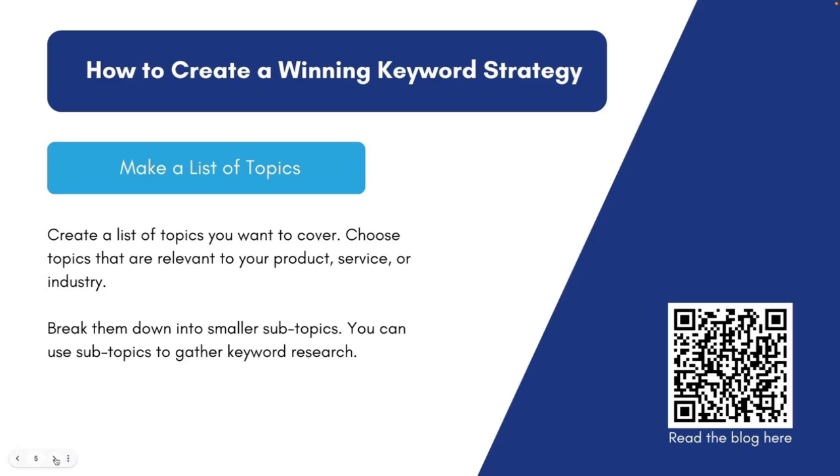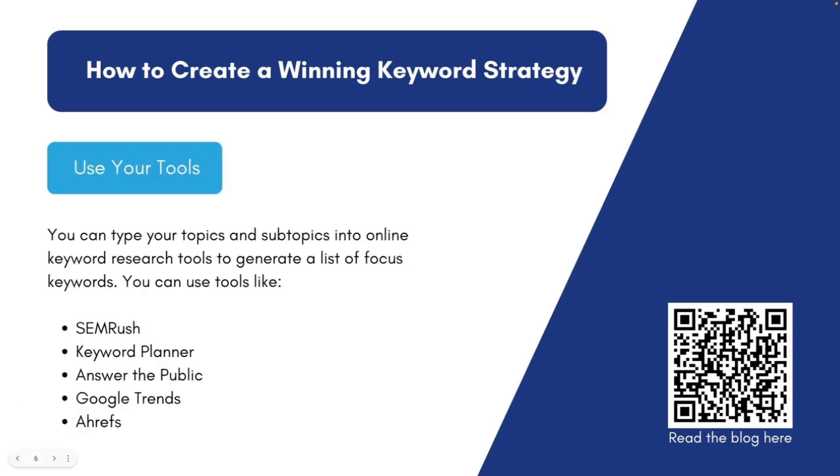Tip number 5, use tools. You can type your topics and subtopics into online keyword research tools to generate a list of focus keywords. You can use tools like SEMrush, Keyword Planner, Answer the Public, Google Trends, and Ahrefs. Otherwise, consider working with an experienced digital marketing agency that can gather your keyword research for you.